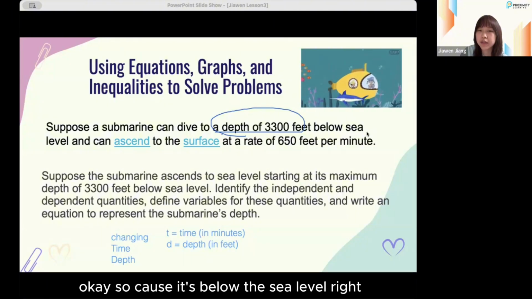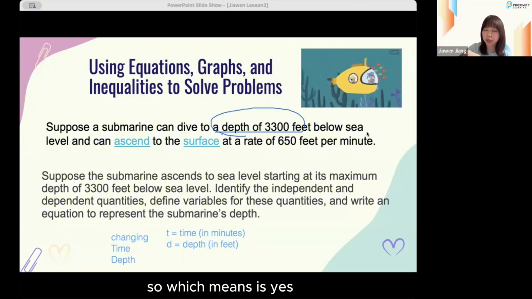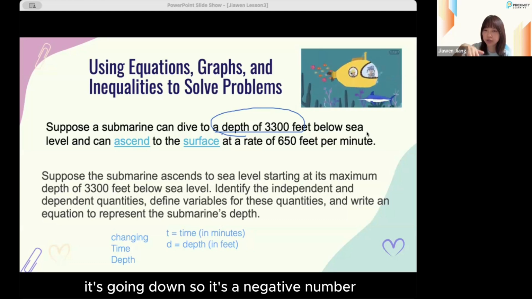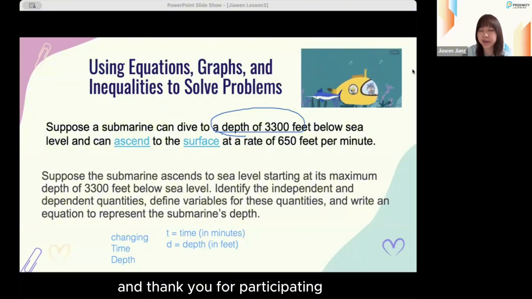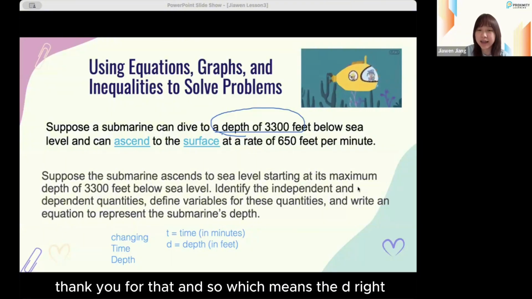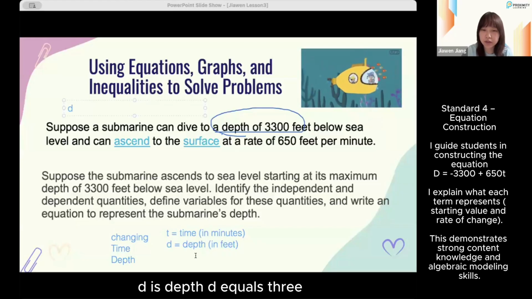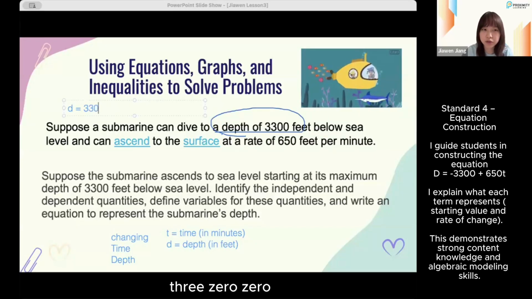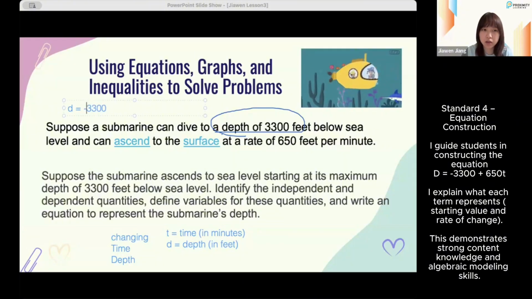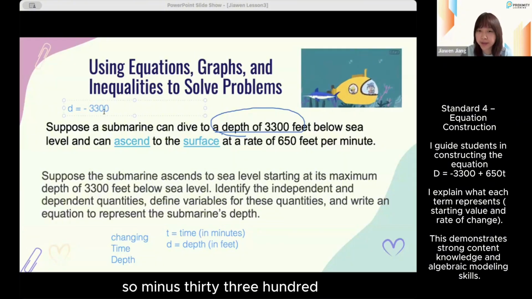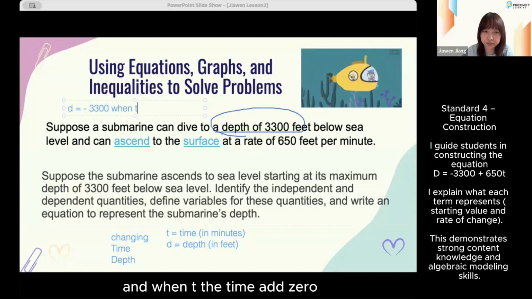Because it's below the sea level, it's going down. So it's a negative number, because it's below the sea level. Thank you for participating. So D is depth. D equals 3300 because it's below the sea level, so it's a negative number and we add a minus at the beginning. So minus 3300, when T, the time, is 0.